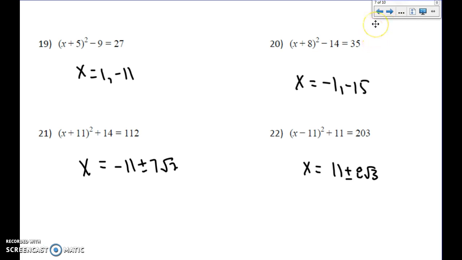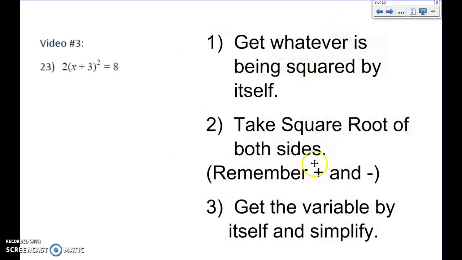I am walking around right now as you speak, or if you're watching this at home, talk to me the next day. Okay, so we're going to build on this next process. It's the same basic idea, and the same rules apply. We want to get whatever's being squared by itself, and then take the square root, and then get the variable totally by itself. So let's look at number 23. You guys are going to try some extra ones in a second.